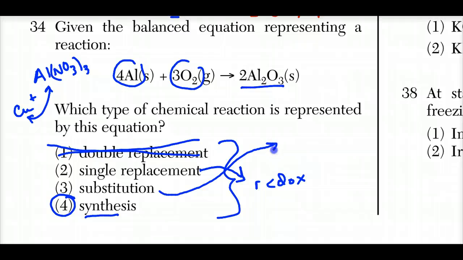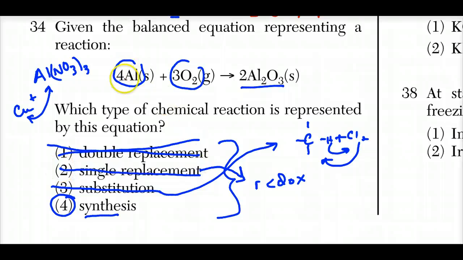Substitution is that organic reaction where we have an alkane that has no room to add anything on, and an H has to come off in order for a Cl to go on. So substitution is an organic reaction. So the best answer is synthesis. You're making something. Synthesis means making something from its elements. The opposite of synthesis is decomposition, or you could call it analysis. You can analyze what it's made up of if it breaks apart into its elements. So synthesis is choice 4.